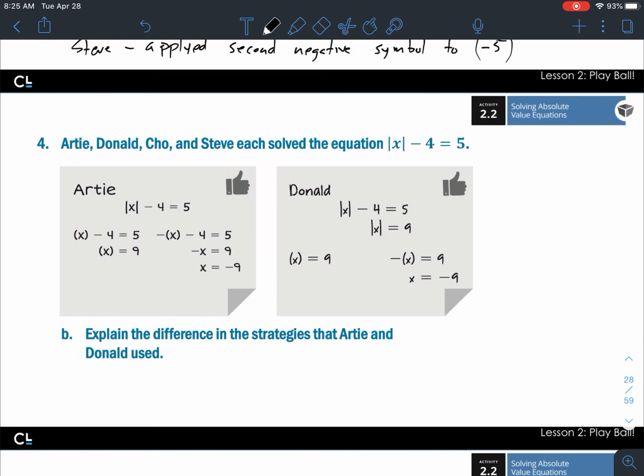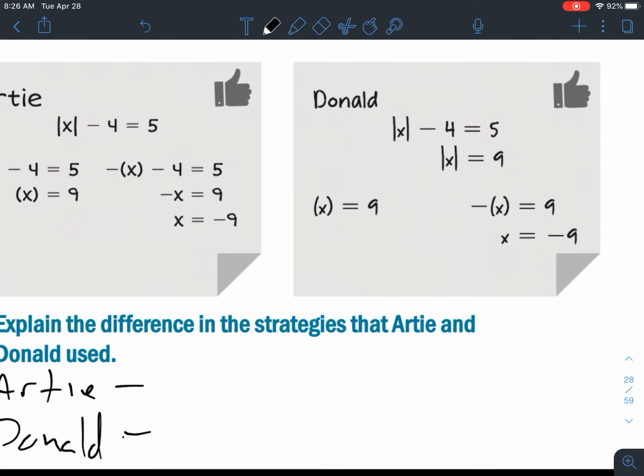And then last but not least, Artie and Donald. Artie looks to have done it correctly, and so has Donald, but Donald has just done a little different. Okay? So explain the different uses of strategies. So Artie, I'm going to put Artie right here and Donald right there.